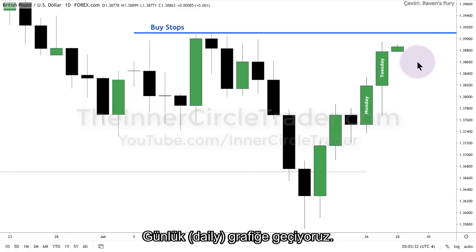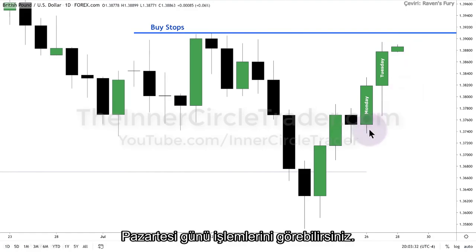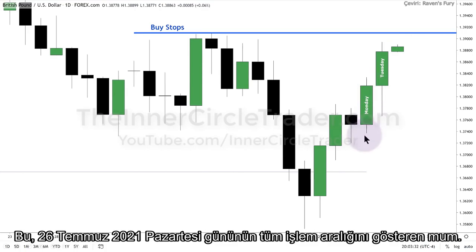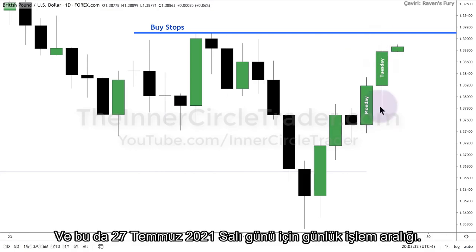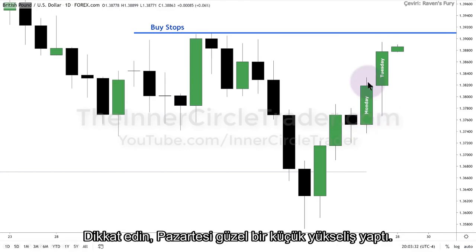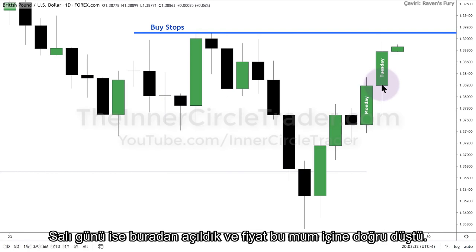We're going to drop down to a daily chart here. You can see Monday's trading. This is the candle for the entire range of trading on Monday, July 26th, 2021. And then Tuesday's trading daily range for July 27th, 2021. And notice how Monday we had a nice little rally higher. And on Tuesday we opened here, and then we traded down into this candle right there.